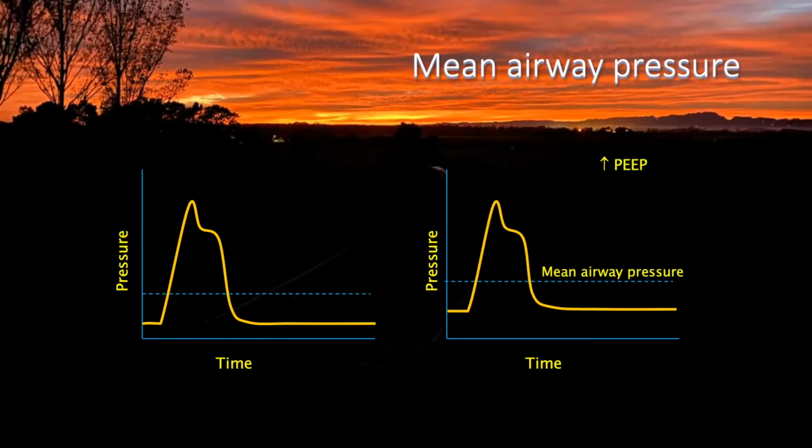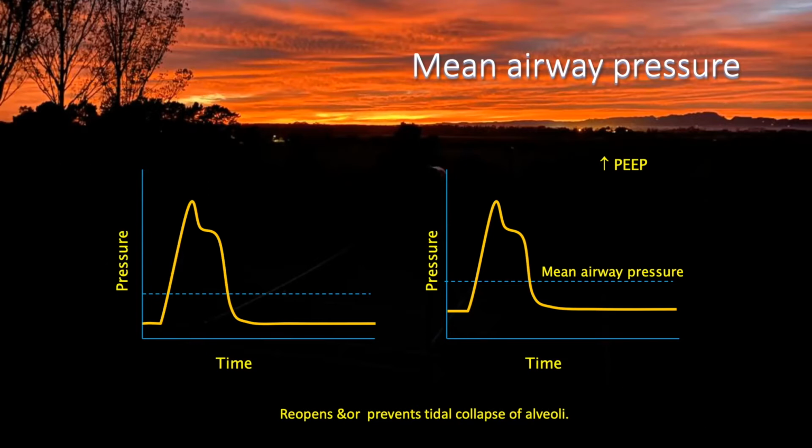And the third way we can raise the mean airway pressure is by increasing PEEP, which is the one that every nurse in my ICU knows how to do. And they're always turning the PEEP up to improve oxygenation. And this again has a direct effect, I think, by raising the mean airway pressure and improving oxygenation. But of course, it reopens or prevents the tidal collapse of alveoli and therefore decreases shunt fraction.